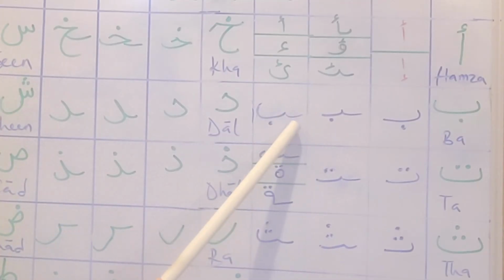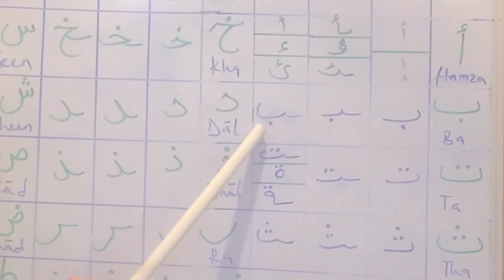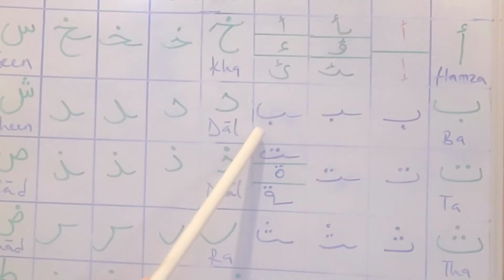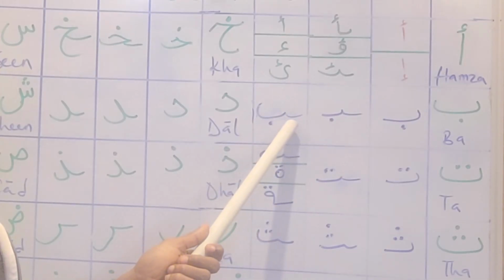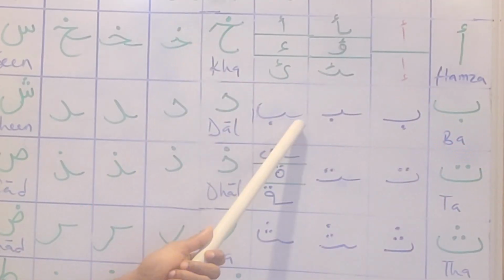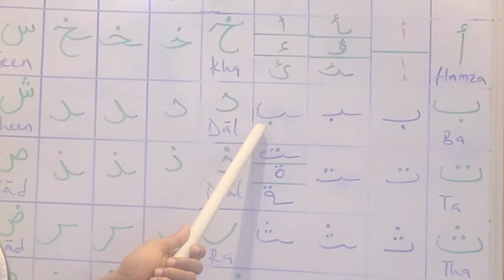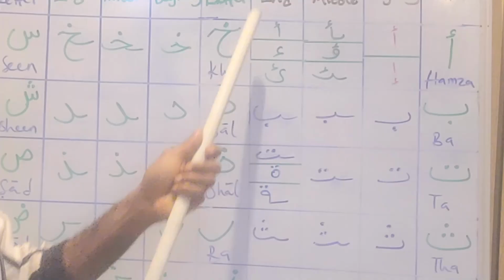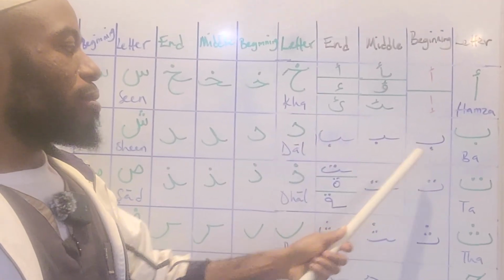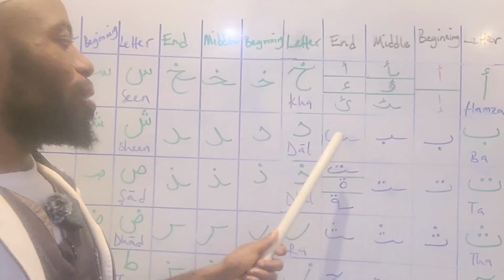While this one has an open end to the right and is closed to the left. Do we understand this? When you are to join something with ba at the end, it opens up to accommodate the joining, while at the end it's not open to accommodate any joining. Do we understand? Ba at the beginning, ba at the middle, ba at the end.